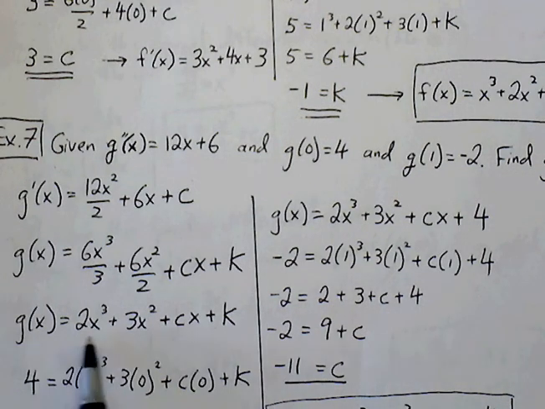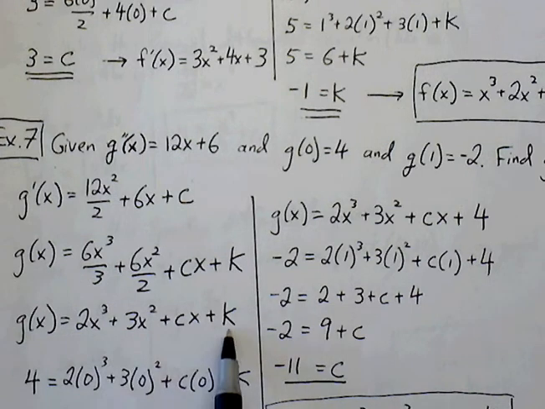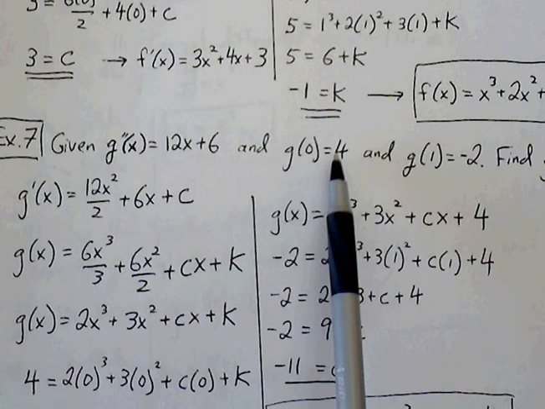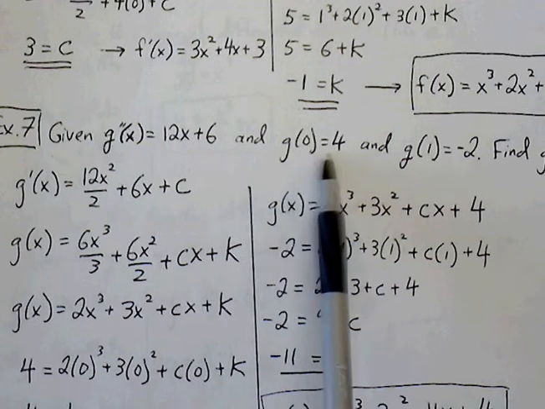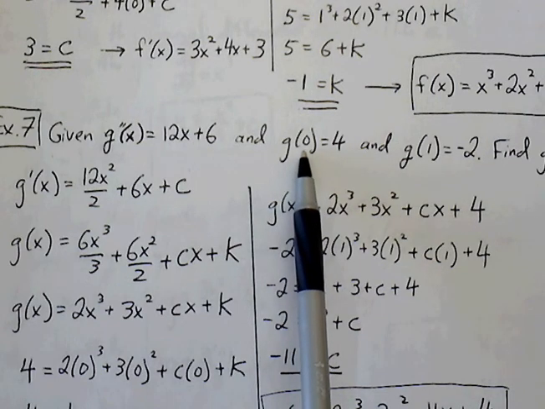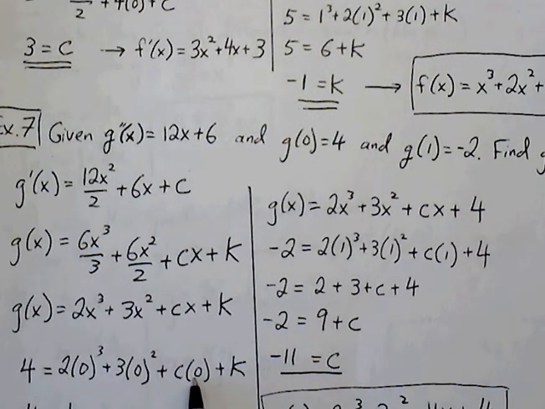So we have our general equation, our general function. Now we're going to see what information we can plug in to solve for c and then to solve for k. Now the nice thing about this ordered pair is if I replace all my x values with 0, then I'm actually going to be able to solve for k, because the x will cause all my values to go away, including my c. So if I replace 0 in for x and 4 in for g of x, I'm going to have 4 is equal to 0 plus 0 plus 0 plus k. K is equal to 4.